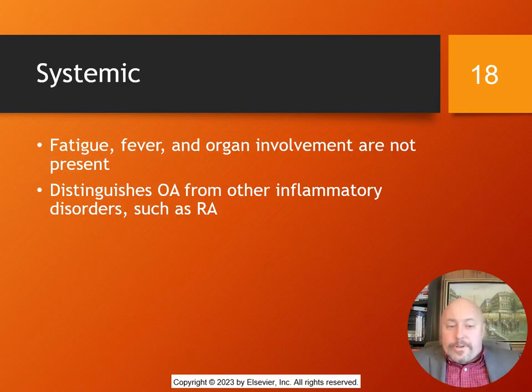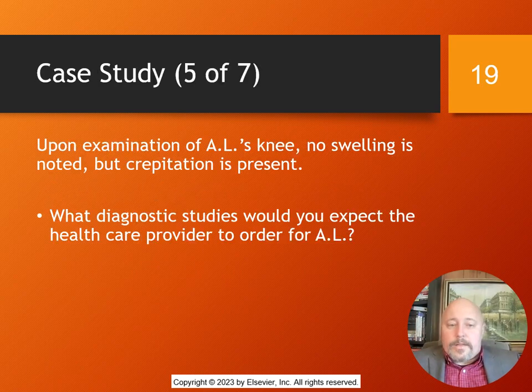We could also have, in our case, systemic arthritis, and this would be secondary to some sort of infection, even though fatigue, fever, and organ involvement are not necessarily involved. And it distinguishes osteoarthritis from other inflammatory disorders, such as rheumatoid arthritis. Upon examination of the patient's knee, there's no swelling noted, but crepitation is present.